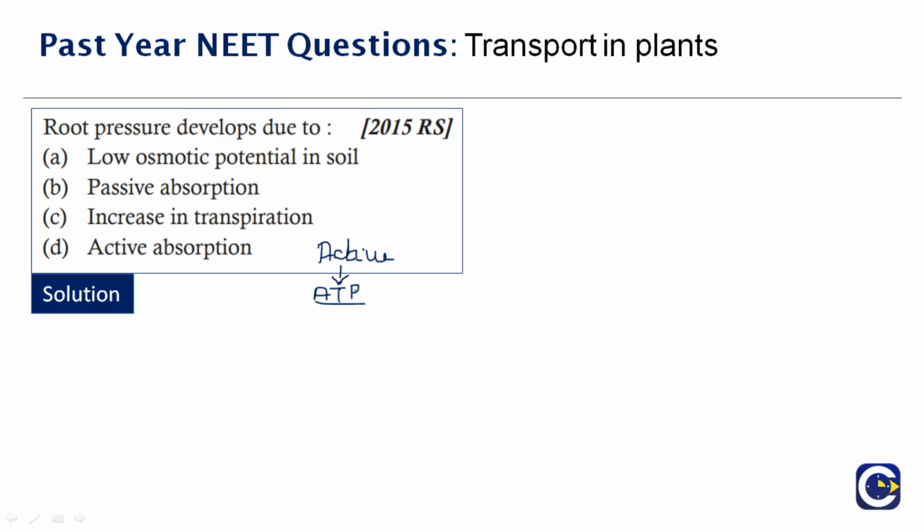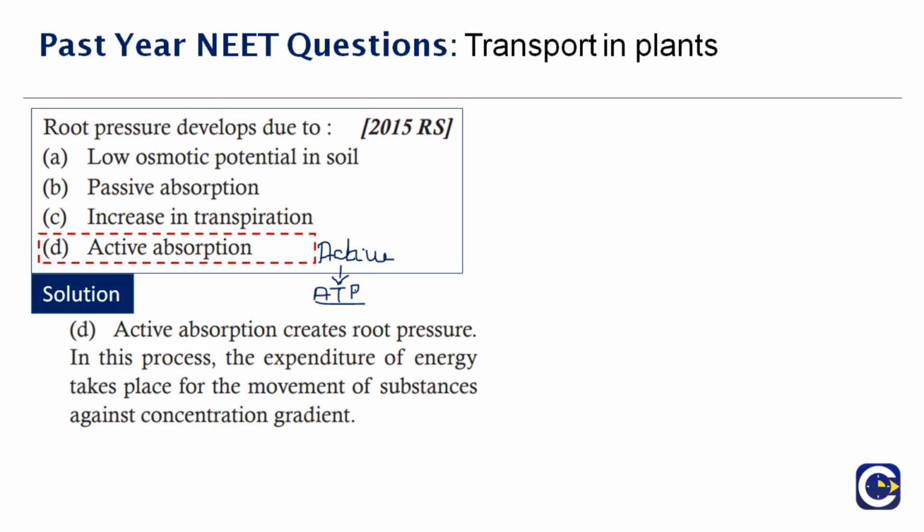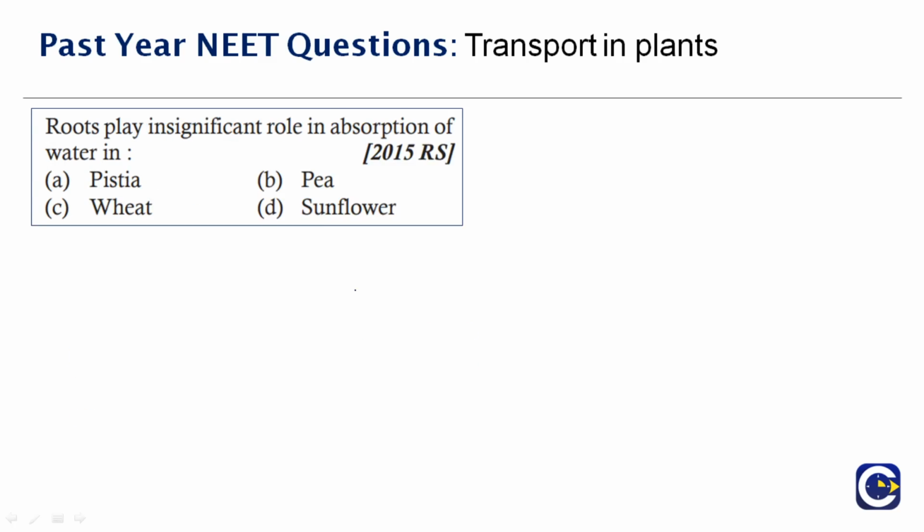Okay, active absorption creates root pressure. In this process, the expenditure of energy takes place. Since ATP occurs due to the metabolic pathway, we get ATP because of the metabolic pathway. Therefore, this ATP is once again expenditure of energy. So once the energy starts getting spent, pressure is exerted. So root pressure develops due to active absorption, which is option D. Next question here. This question again is from 2015.